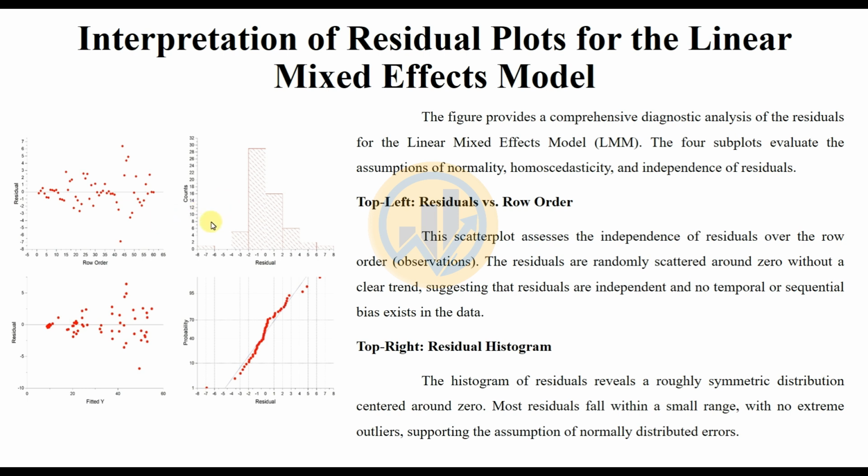So the next one, the top right, is the residual histogram. The histogram of residuals reveals a roughly symmetric distribution centered around zero. Most residuals fall within a small range with no extreme outliers, supporting the assumption of normally distributed errors.